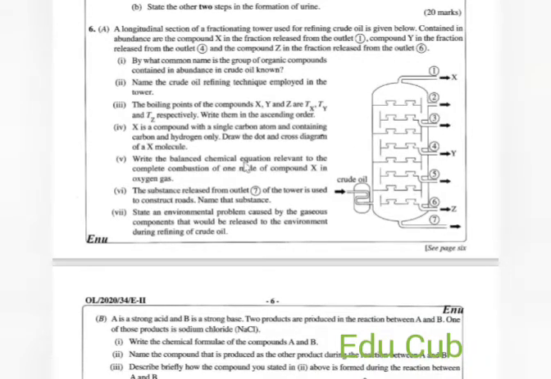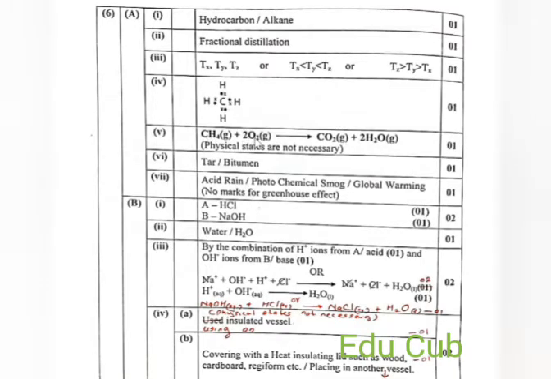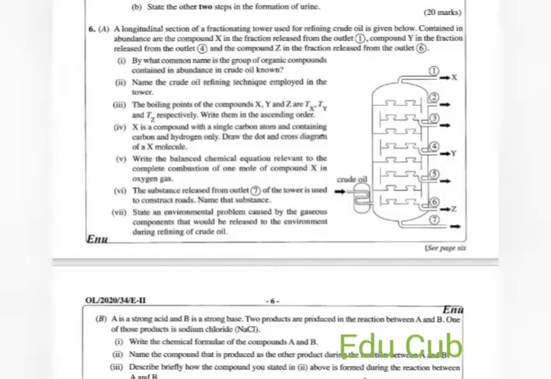Fifth one, write the balanced chemical equation relevant to the complete combustion of 1 mole of compound X in oxygen gas. Here, methane reacts with oxygen, making carbon dioxide and water. If you write the physical states, it's not necessary, but if you can write them, it is very important for you also. Methane burns with 2 oxygen molecules, making carbon dioxide and 2 water. Okay.